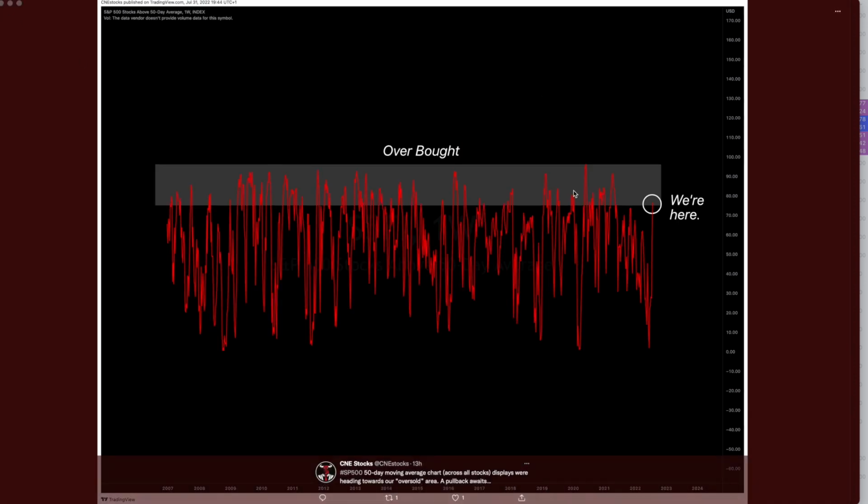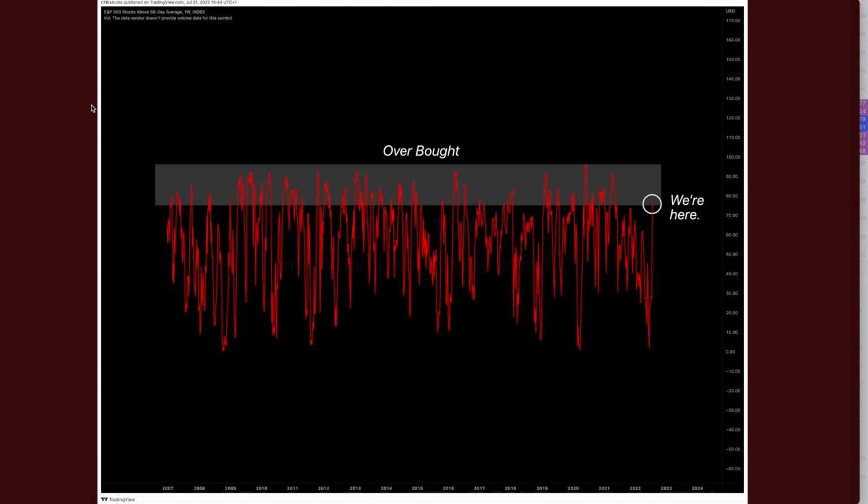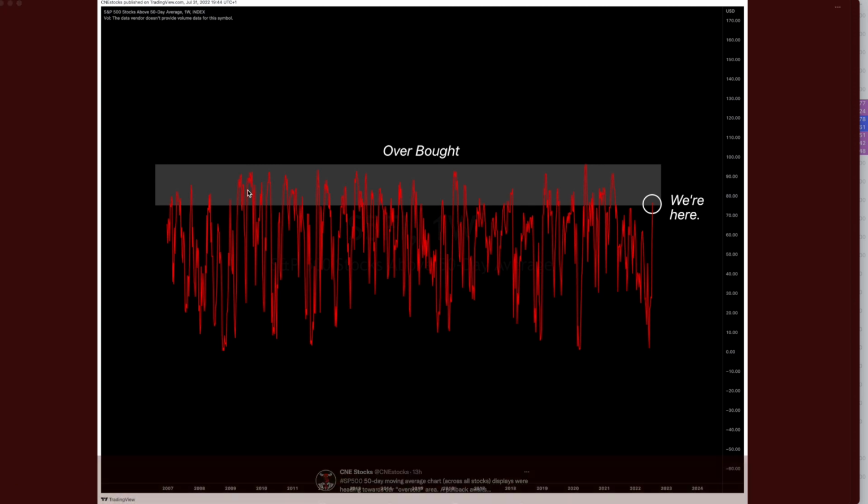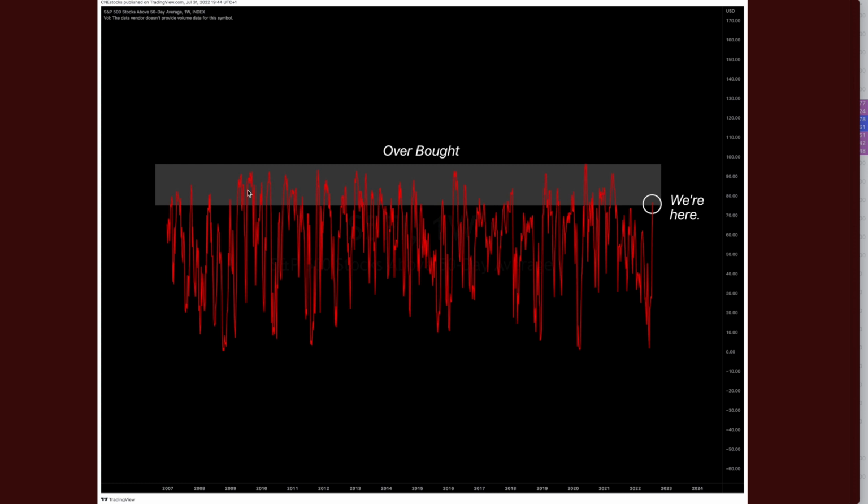I've got another chart here. This is the S&P 500 50-day moving average chart. This basically displays all the stocks in the market which are above the 50-day moving average in the S&P 500. So right now, quite a lot of stocks are above it. We are heading to this overbought area, which I've labelled. So when we do come in this area, stocks generally do start to pull back, and then may possibly start going back underneath the 50-day moving average.